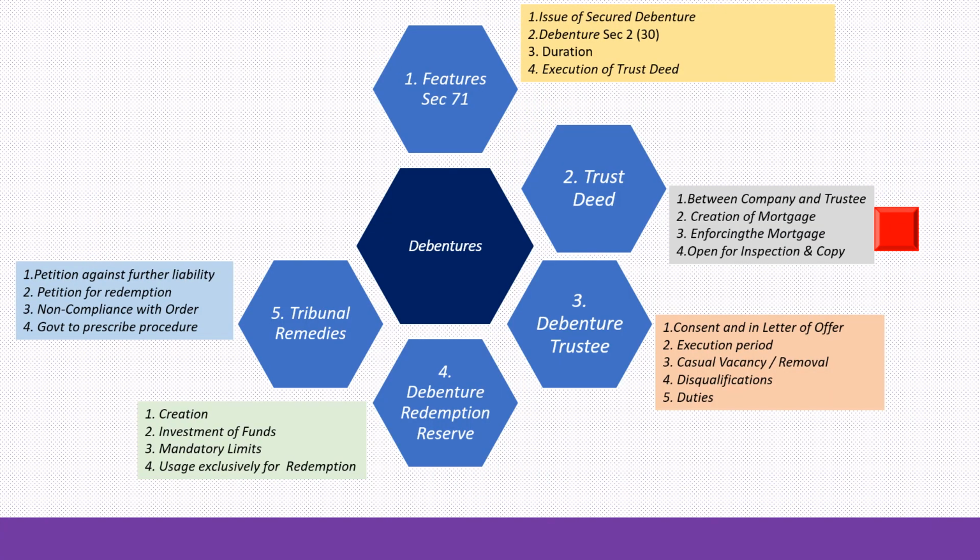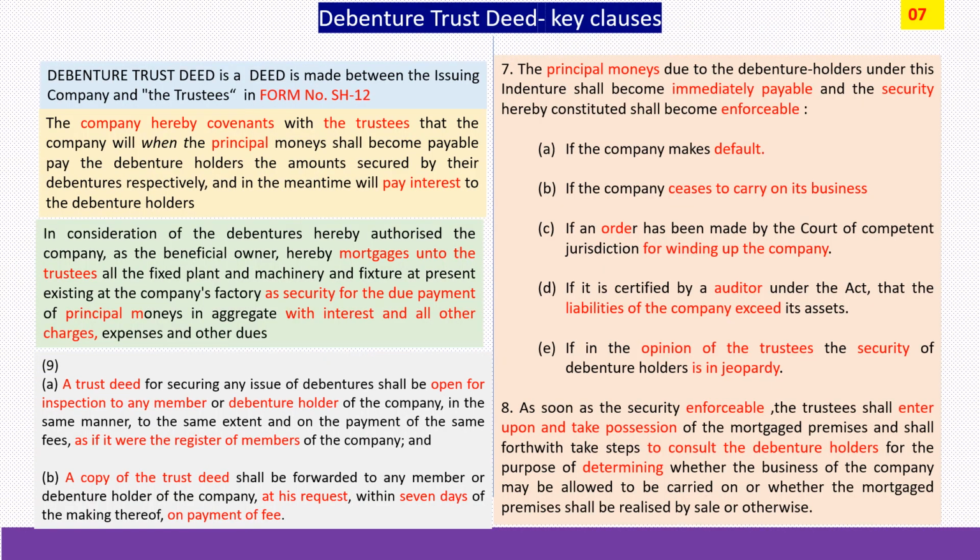That brings us to the second part of the study, which is trust deed, which we will study in detail. Let us study the key clauses of a debenture trust deed and understand functionally how it helps the debenture holders. The debenture trust deed is signed between the issuing company and the trustees, and it will be in a standard form of SH12.